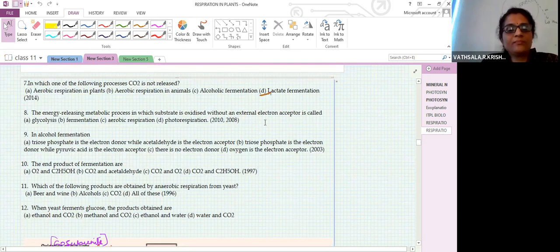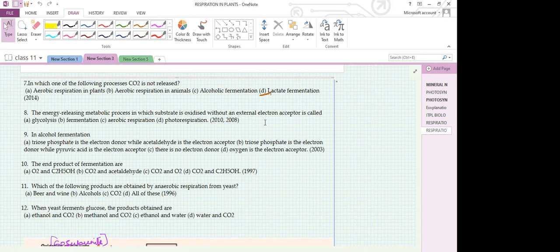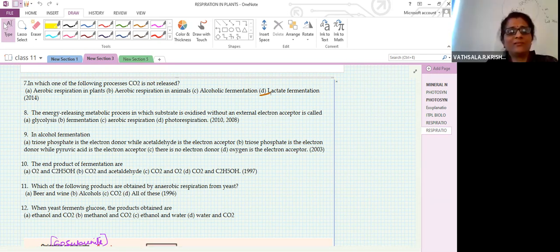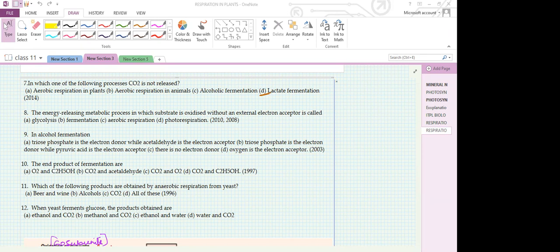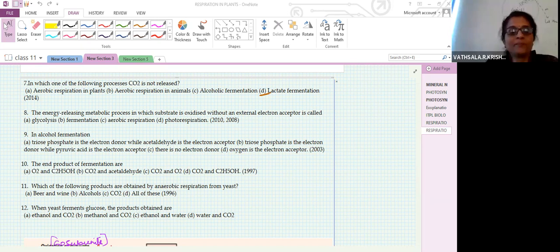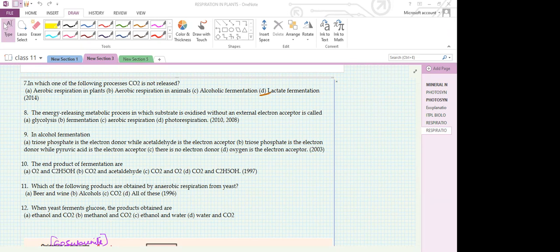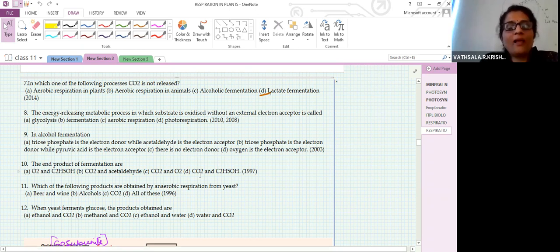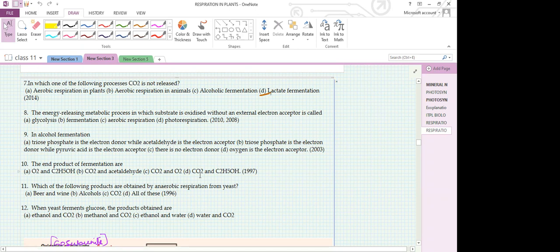Which one is the answer? A. What do you think is the answer? I want the answer from you guys only. You have to think now. Purvi, Vihan: triose phosphate is the electron donor while acetaldehyde is the acceptor. Acceptor. Why did you say that? Ma'am, it takes an electron and gets converted to ethanol.